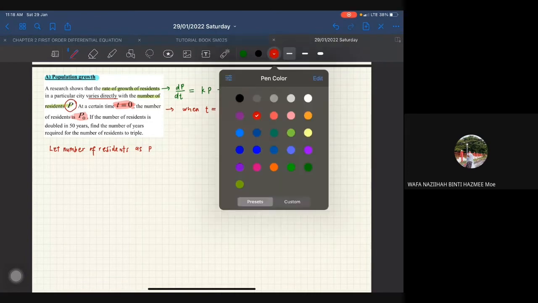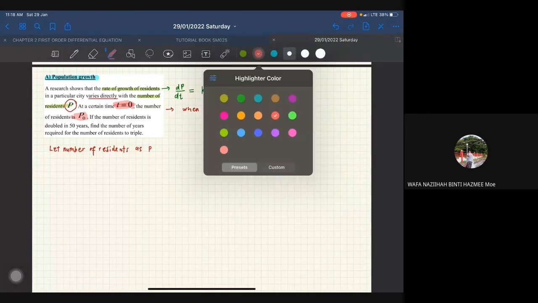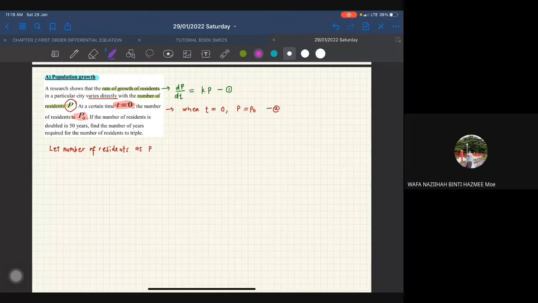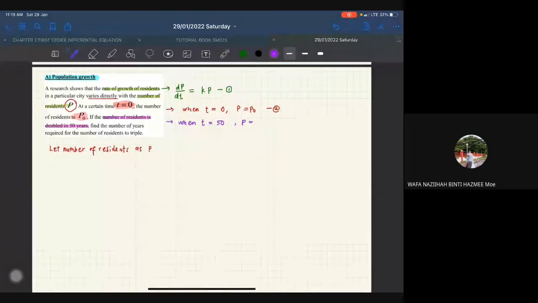Okay, so last one. Last information. So saya akan guna highlight warna. Okay, so kita sambung lagi baca. So if the number of residents is doubled in 50 years. Okay, so dia kata number of residents is doubled in 50 years. Okay, so maksudnya when T is equal to 50 years, population which is P, dia jadi double of its original. So 2 P0. Okay, so ini adalah ketiga-tiga information yang soalan bagi dekat kita.